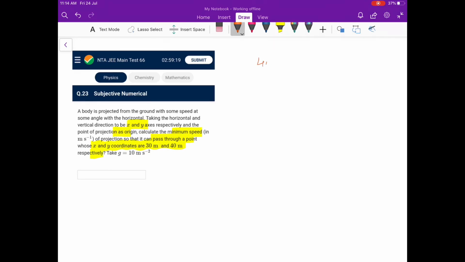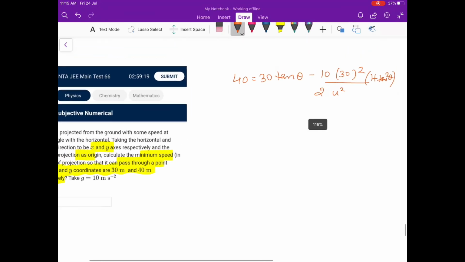So what I can write, 40 is equal to x tan theta, that is 30 tan theta, minus g. Let me put g as 10, it is given. g times x square, 30 square, upon 2 u square cos square theta. I should write 1 upon cos square theta as 1 plus tan square theta. That would be the better way to write. You remember this, we always do these things.